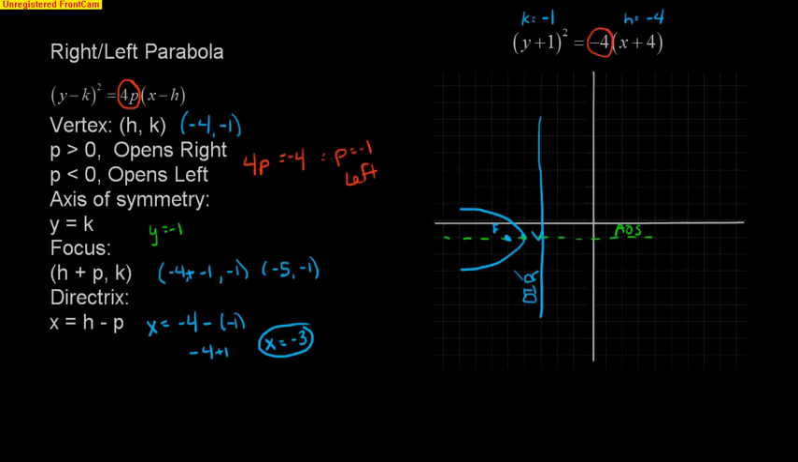Okay, so real quick again to test. The P-value was negative 1, absolute value was 1. So again, I look from the vertex to the focal point, that's 1. And from the vertex to the directrix, a distance of 1. So I know I graphed it right.